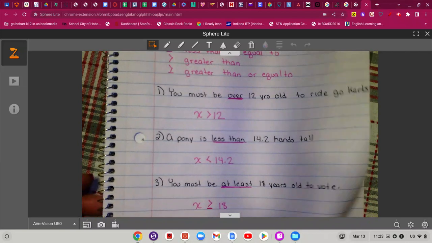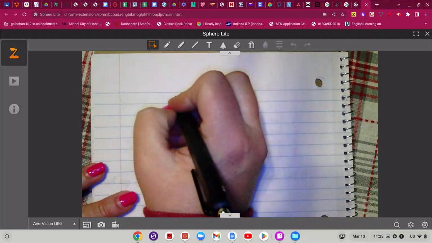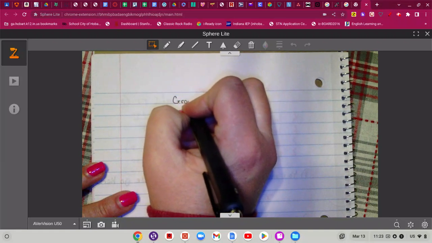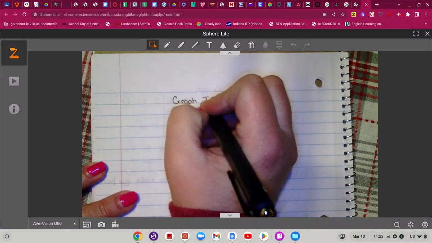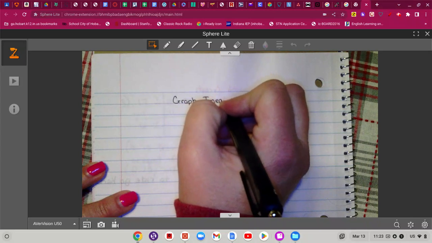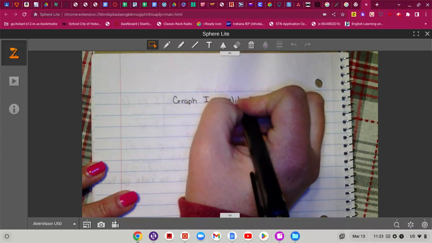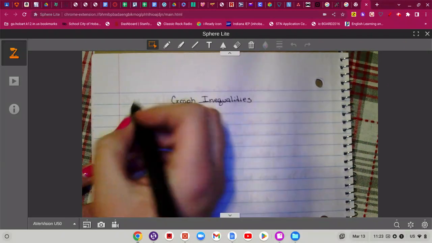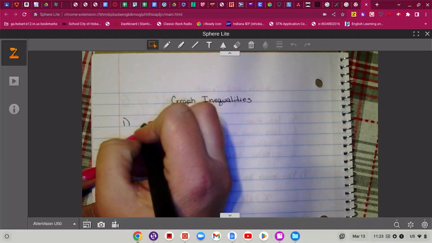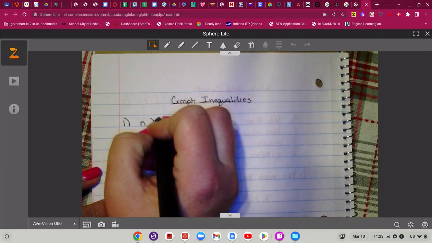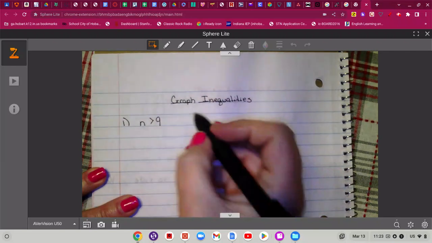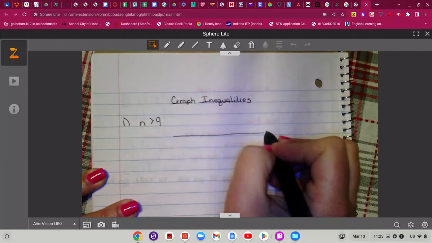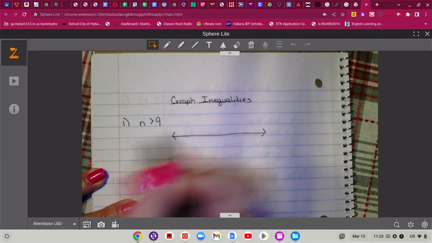So now what we're going to look at is being able to graph those inequalities. Okay. And to do that, we will use a number line. So graph inequalities. Okay. So if I had this inequality, n is greater than 9. Okay, first thing you're going to do is draw a number line. Remember, a number line has an arrow on each end.